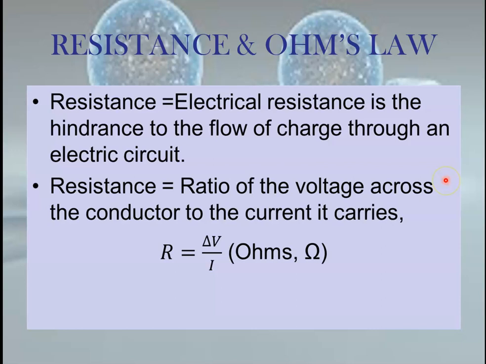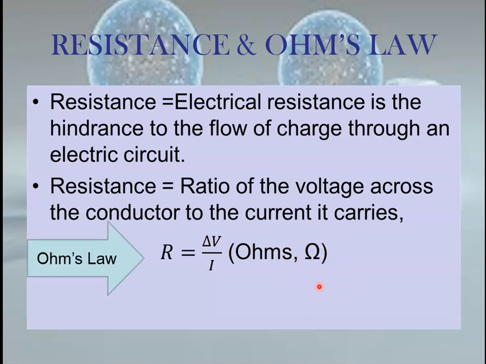Right, so we're moving on to resistance and Ohm's law. What is resistance? Electrical resistance is the hindrance to the flow of charge through an electric circuit. Resistance is also the ratio of the voltage across the conductor to the current it carries. With Ohm's law, resistance is equal to delta V divided by the current. The SI unit of resistance, as you all know, is the ohm, and the symbol is this one.